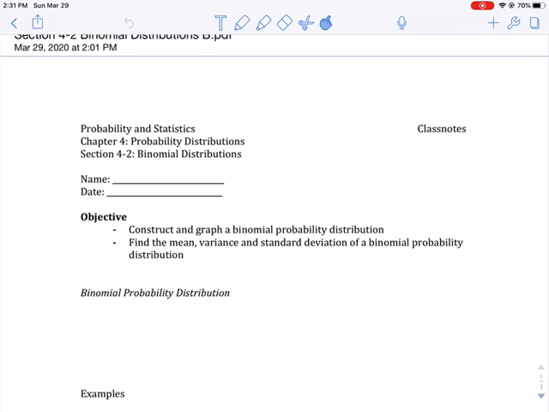That is a lot easier than doing the regular probability distribution, no charts or anything else. It's here's the formula, put the numbers in, get an answer. It's going to be a lot easier than what we did with regular distributions.